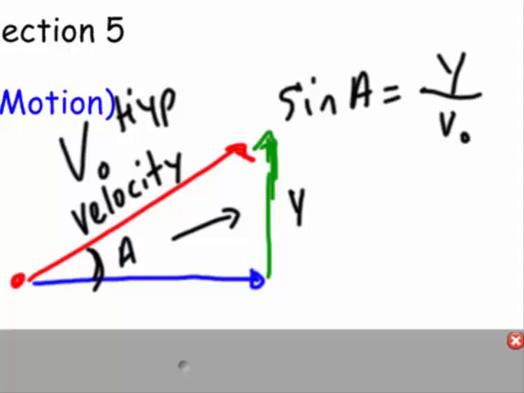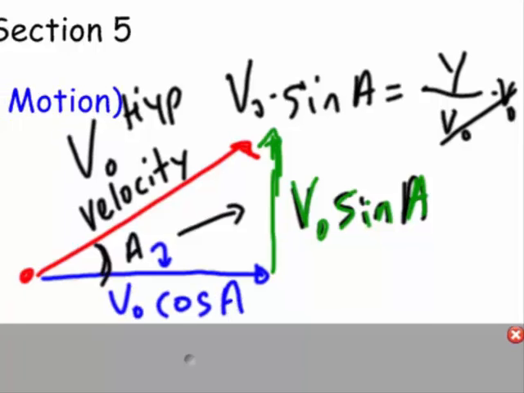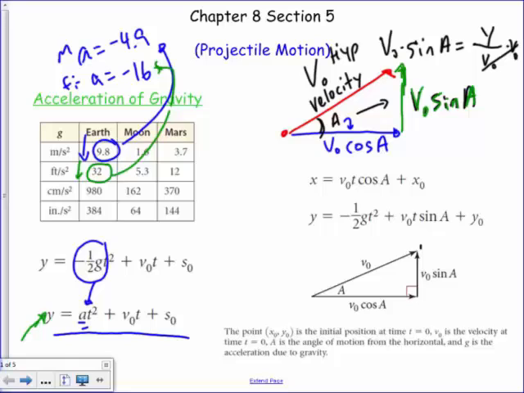If I wanted to get the y by itself, I would just multiply by that velocity so they cancel. So y really equals the initial velocity times sine of A. Now, what do you think the x would be down here on the blue? It'd be the same thing except we'd have cosine, because this is the side adjacent. So really it's going to be the initial velocity times the cosine of A. And that's where this is going to come into play right here. I have that triangle drawn right down here.